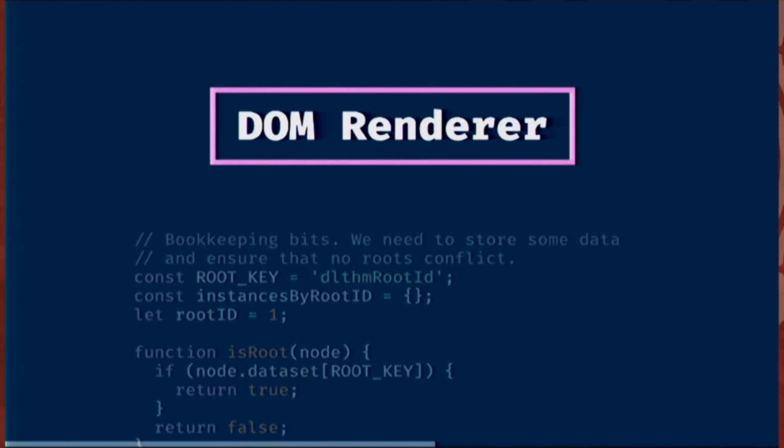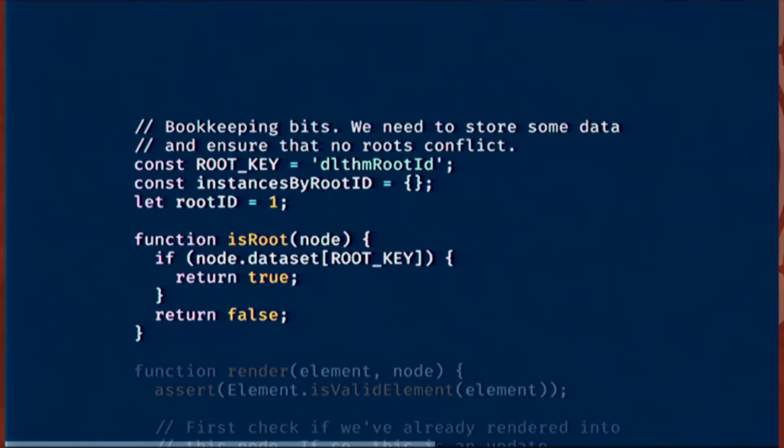Okay, jumping straight into the DOM renderer. This is our dilithium.render, our react.render. We have a bunch of bookkeeping we need to do. We have this thing that we're going to set on the DOM node itself. And in this module, we're going to end up creating a lot of instances, and so we need to store those. And excuse my return true and return false.